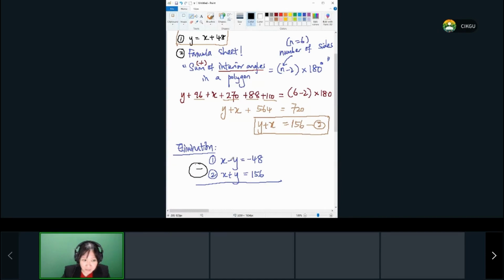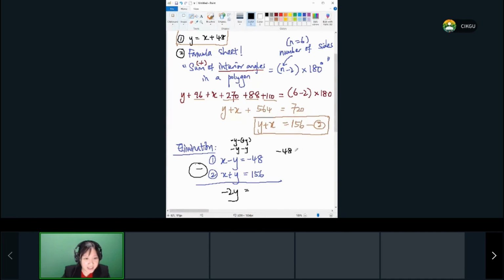Negative y, guys. Hey, please make sure that the negative is still here. Okay. Negative y minus a y. Negative y minus, let me write down, negative y minus a positive y. Negative, positive, negative. So negative y minus y. Okay. So negative y minus y, negative 2y equals negative 48 minus 156.